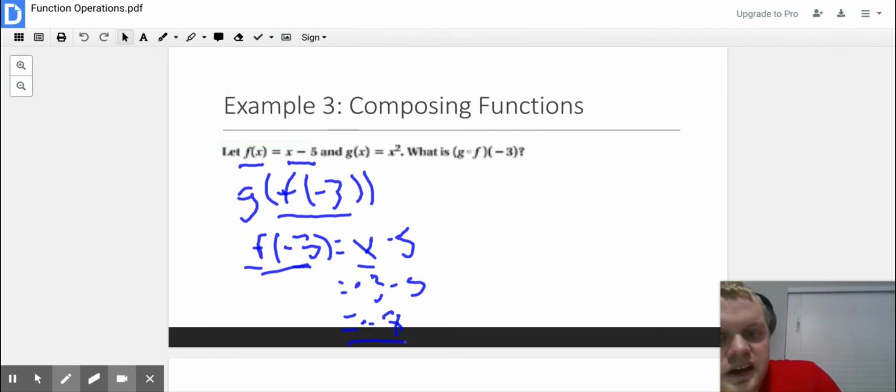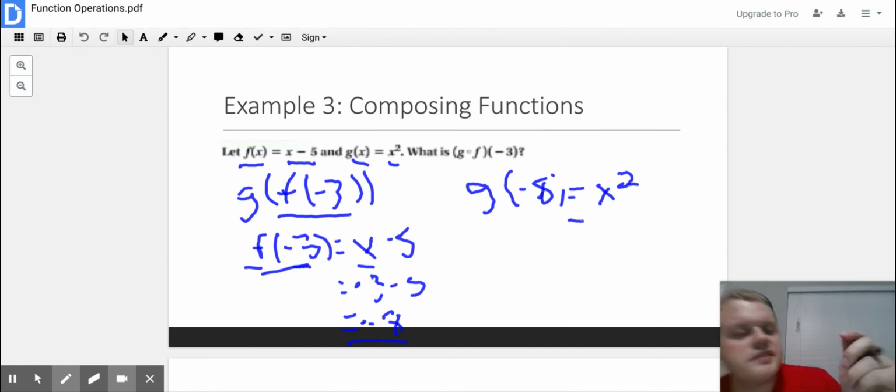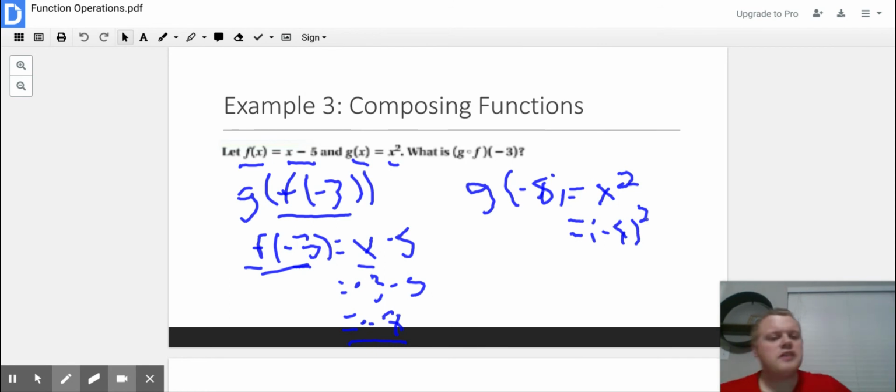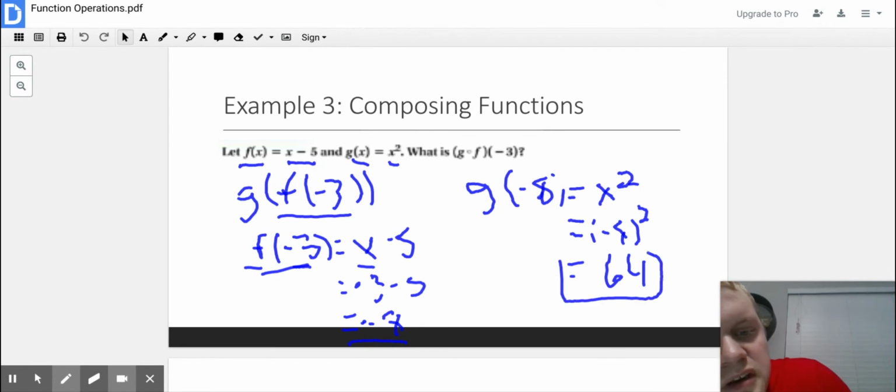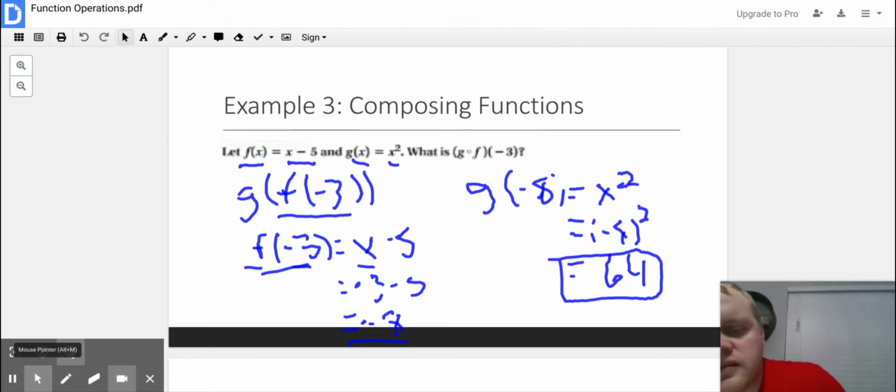So now I'm going to substitute that in for f of negative 3. So now I'm solving for g of negative 8. And again, g of negative 8, I'm going to use that g equation, which is x squared. So x squared, plug that in for x. Now, anytime you have a negative number and you have an exponent, put it in parentheses. So it should be negative 8 in parentheses squared. So that's negative 8 times negative 8, which should give us a positive 64. Again, if you did not put that in parentheses, it would give you a negative, which would have been the wrong answer. So make sure you're careful about those negatives and that they are in parentheses.